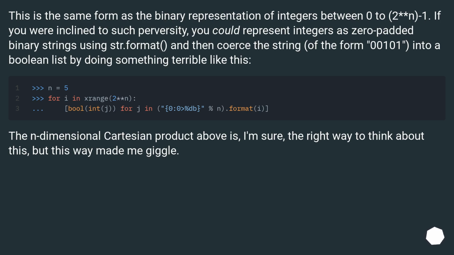The n-dimensional Cartesian product above is, I'm sure, the right way to think about this, but this way made me giggle.